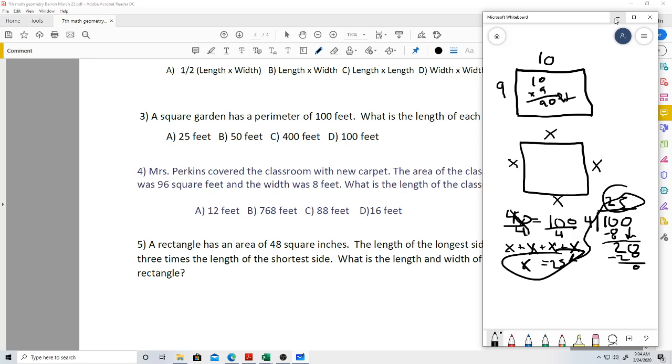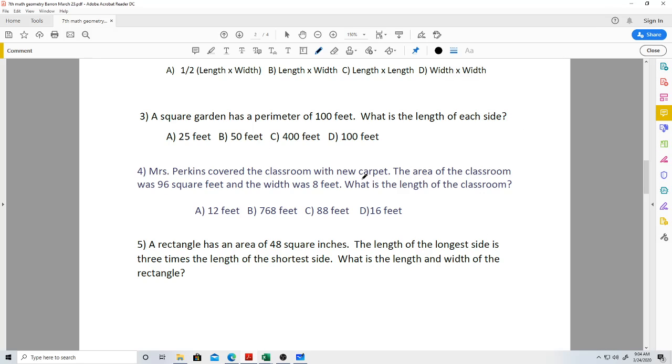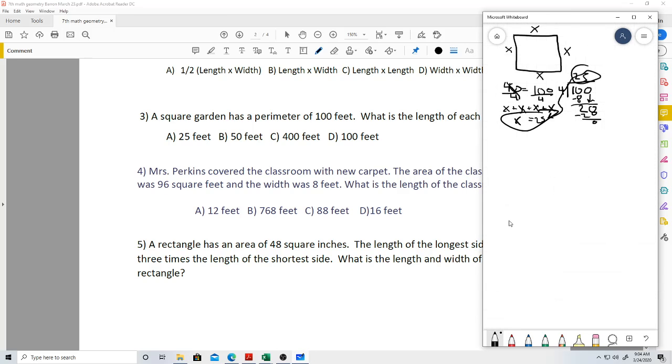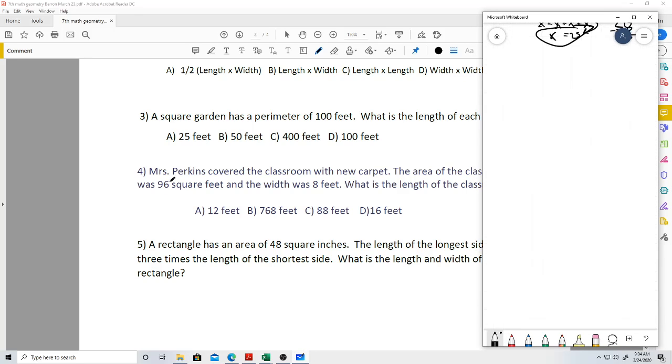All right. Miss Perkins covered the classroom with new carpet. The area of the classroom was 96 square feet and the width was 8. What is the length of the classroom? Well, here we go. Let's set this guy up. With new carpet, the area of the classroom was 96 feet. So here's what we know. We know we got a classroom. And the area is 48.